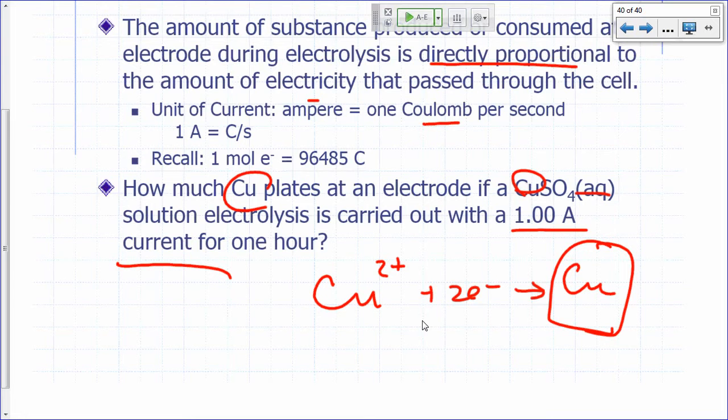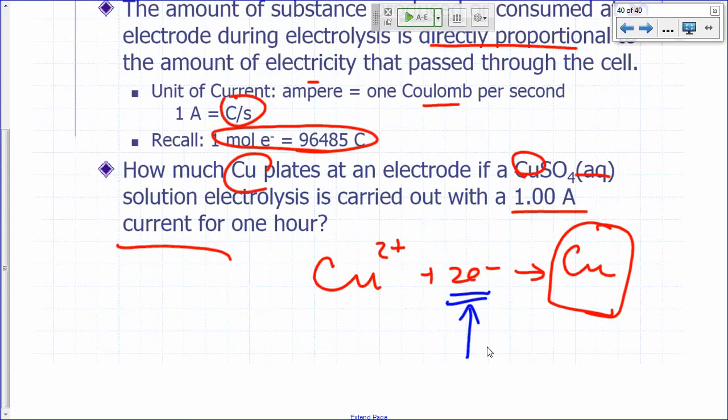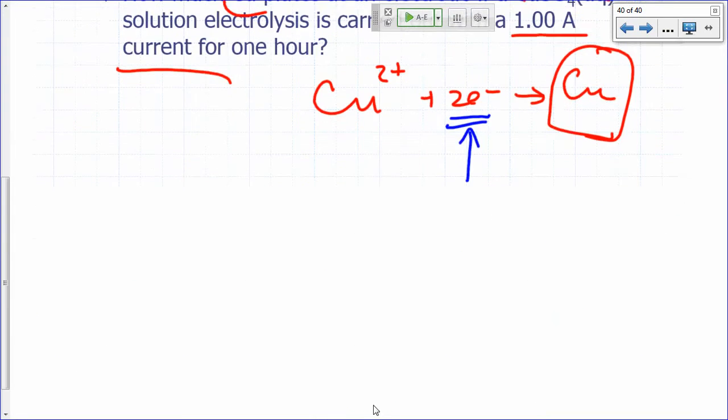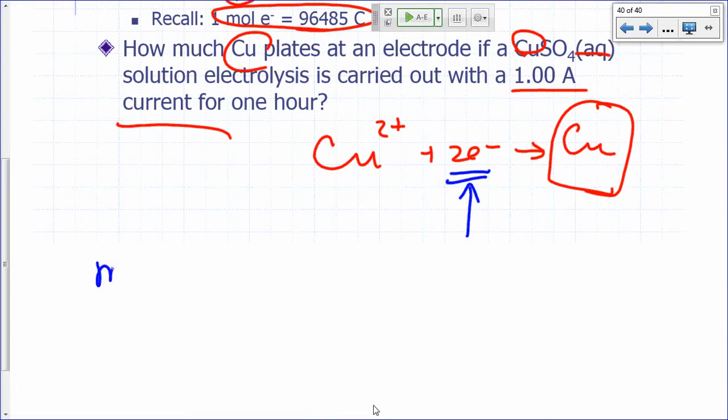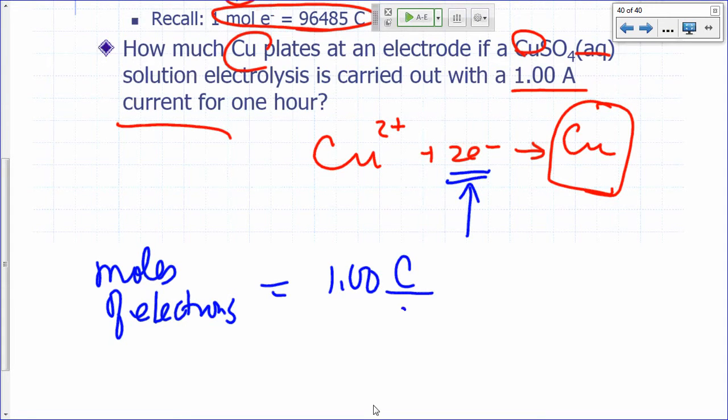Well, 1 amp is a coulomb per second, right? And you know how many coulombs you have per mole of electrons, so you can figure out how many moles of electrons you have. Once you've figured that out, you just divide by 2, and that gives you moles of copper, right? So let's do that. Moles of electrons would be equal to 1.00 amp, which is a coulomb per second, for 1 hour.